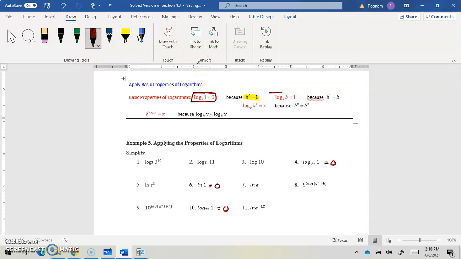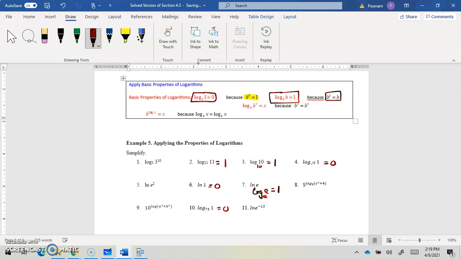Next property is log of a number with the same base b. If the base is b and you're finding log of b, that is 1. Why? Because b raised to power 1 is b, right? B raised to power 1 is itself. So log of a number with the same base is 1. Take example number 2, the answer should be 1 because the base is 11 and the number itself is 11. Question number 3, log of 10, common log, base is 10, that means the answer would be 1. Natural log of e, that means the base is e, so this is log of e with base e, that should be 1.